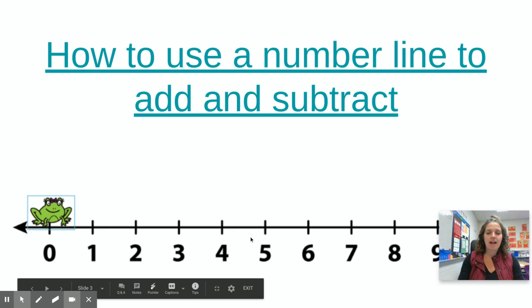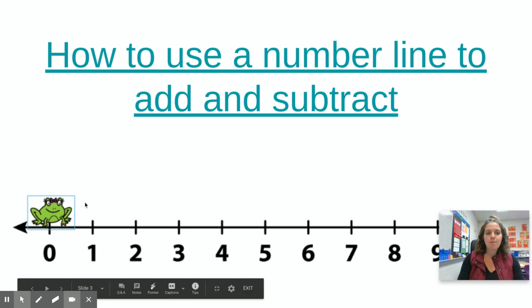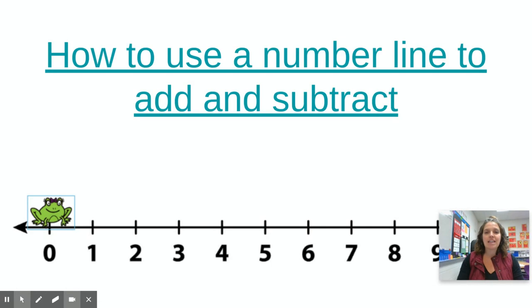So here's a number line. This number line goes from 0 to 10. I'm kind of blocking it a little bit. But we're going to use the number line, and we're going to do some jumps like this frog might jump to help us with adding and subtracting. Let's check it out.